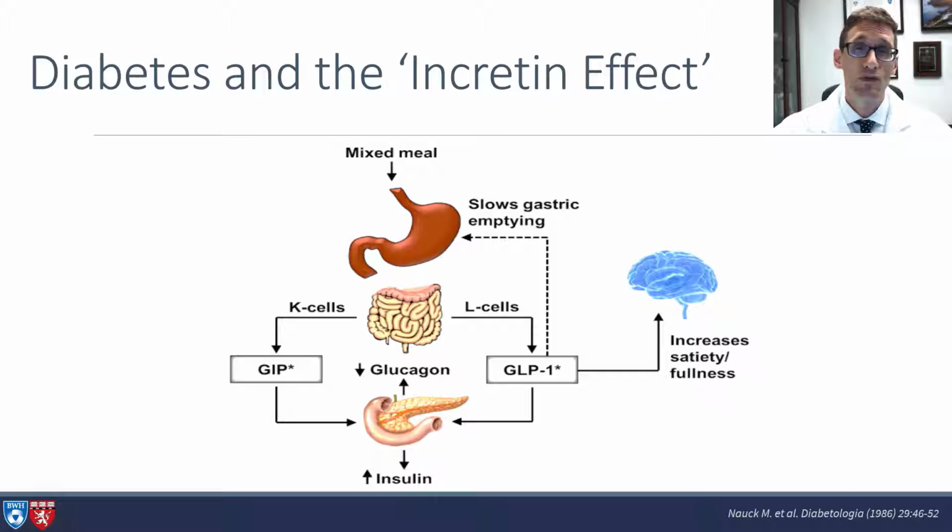However, incretins do far more than just increase the production of insulin. In particular, we have GLP-1 here. You can see it crosses the blood-brain barrier to increase the sense of satiety and fullness. It can slow gastric emptying, decrease glucagon production, and do a variety of other things as well.